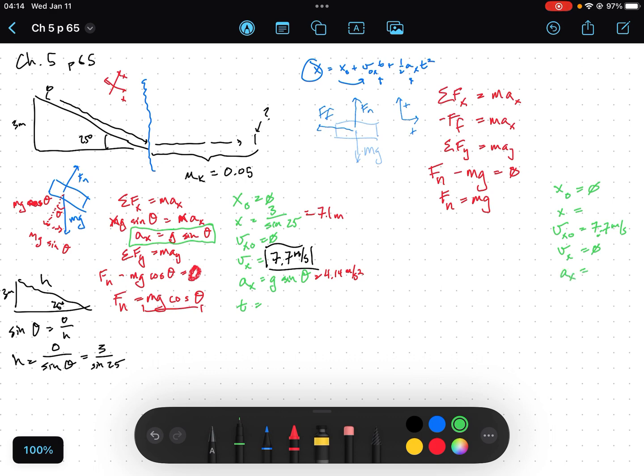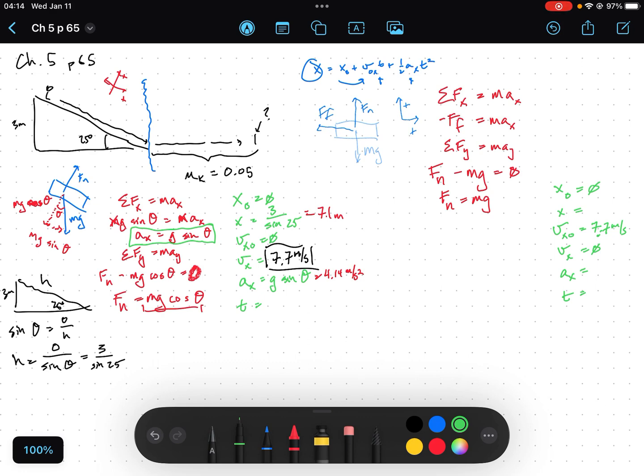The acceleration, we don't know. And the amount of time, we don't know. So this is a problem because we don't have enough information to find how far this person goes if we don't know the acceleration or the time. So what else do we have that we could work with?